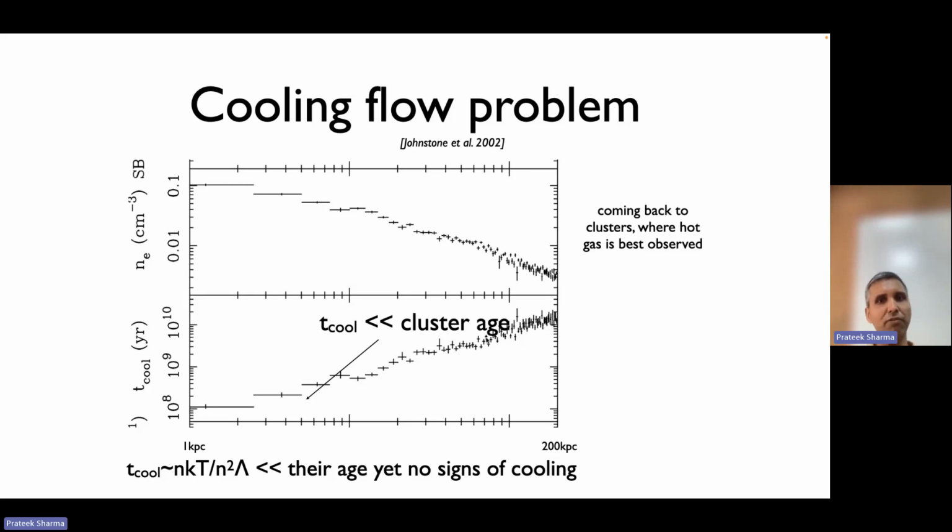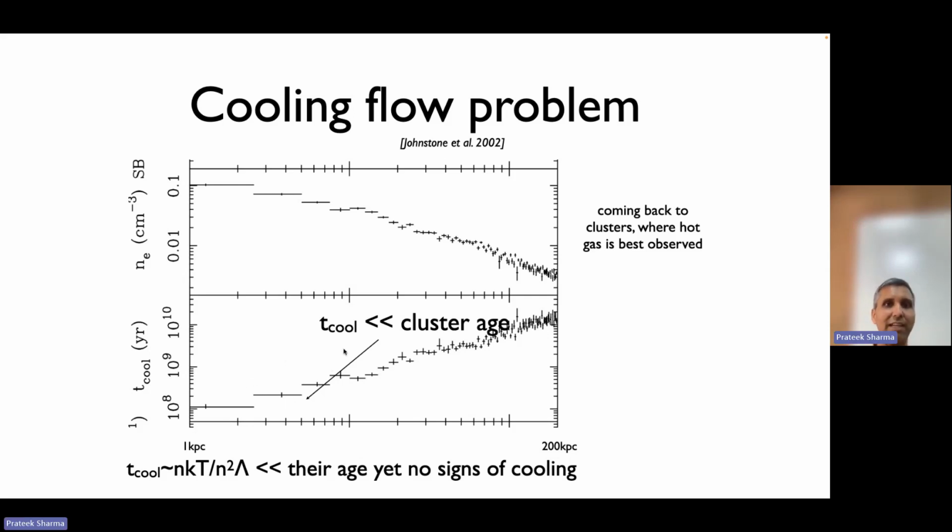You can make a profile of cooling time as a function of radius. What you see is that in a bunch of galaxy clusters, the central cooling time can be as short as 100 mega years. 100 mega years is a short time because the age of these galaxy clusters is essentially the Hubble time. They're cosmological objects. So what it means is that all this gas that's sitting here should cool very rapidly and form stars. Okay. But do we see such intense star formation?